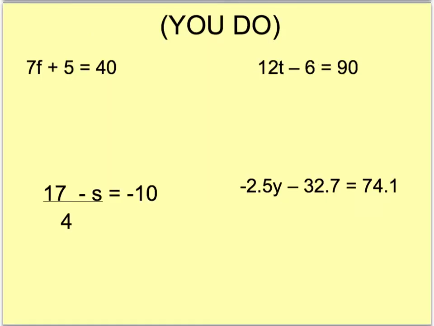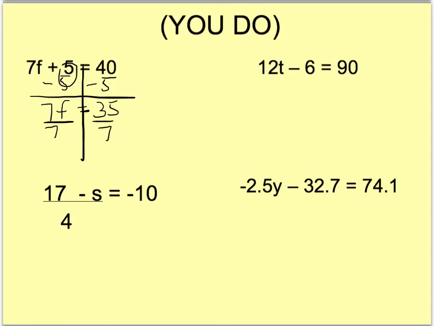Okay, so in this part I'd like you to try these on your own, so pause the video for a moment and then check back at your work. Okay, so let's see how you did. You should have subtracted 5 first from both sides. Then you're left with 7f is equal to 35. Then I'm going to divide by 7. I'm going to do the opposite operation, and f is equal to 5.